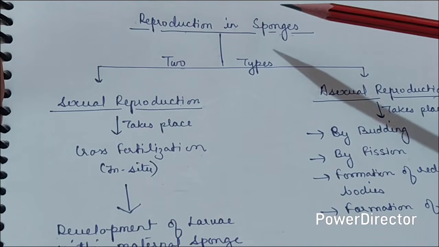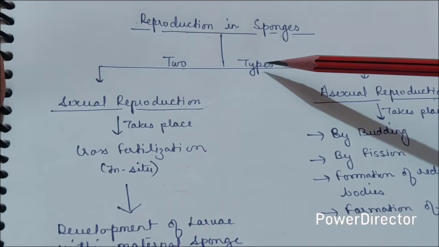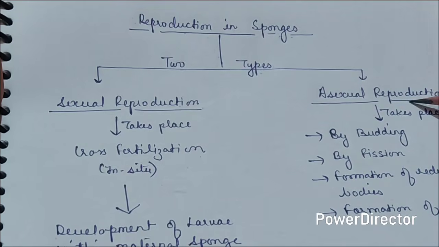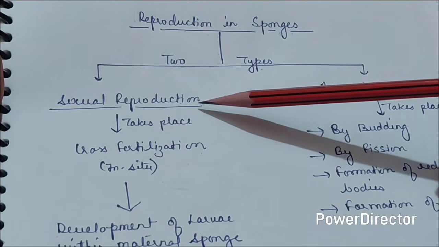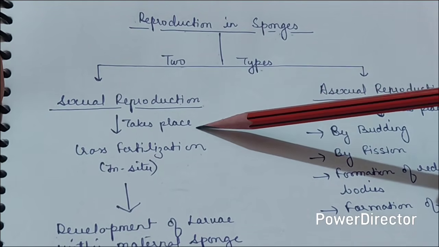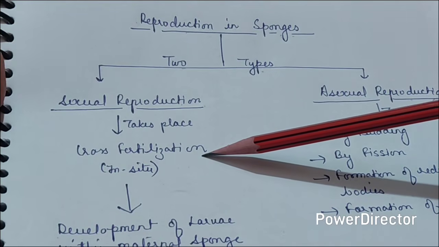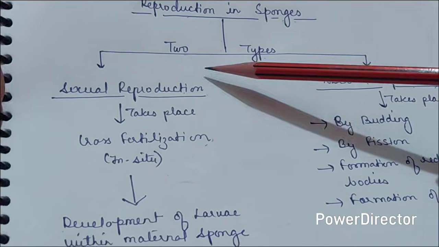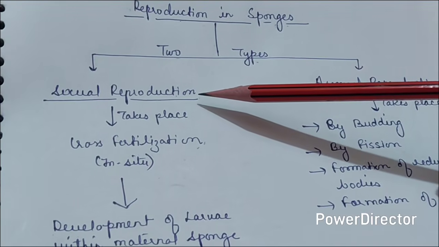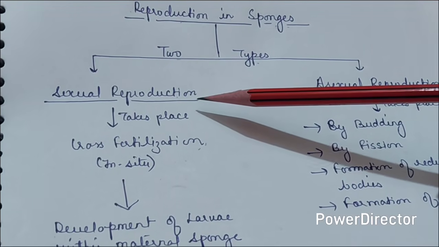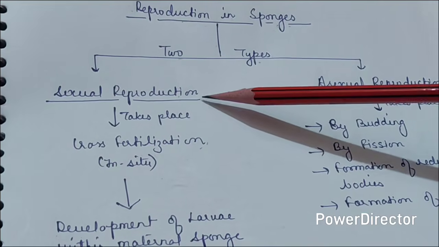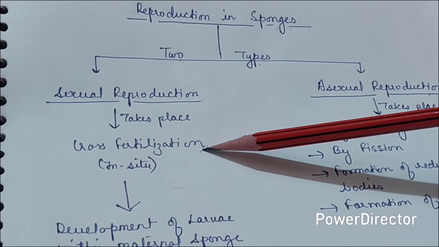तो sponges में जो reproduction पाए जाते हैं वो दो तरह का देखने को मिलते हैं, sexual reproduction और asexual reproduction. Now this sexual reproduction, it takes place by cross fertilization. So this arises in our mind that as we all know that the sponges or the poriferans, they are the hermaphrodite. So why do they perform the cross fertilization?